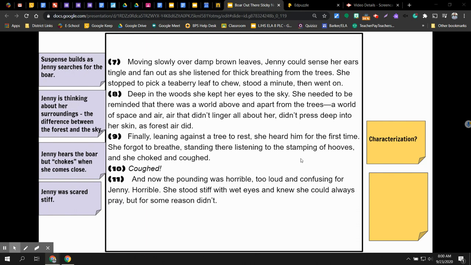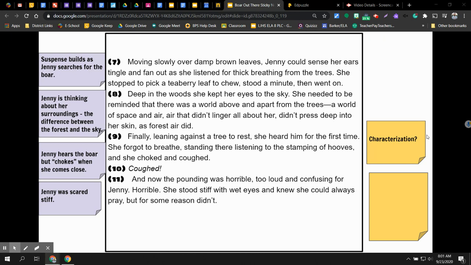All right, so as we read this next passage, there's some more characterization. Ginny's kind of changing. At the beginning of the story, she seems very brave and strong, but as she gets closer and closer to the boar, things kind of change, right? So it says here in part 9, finally, leaning against a tree to rest, she heard him for the first time. She forgot to breathe, standing there listening to the stamping of hooves, and she choked and coughed.